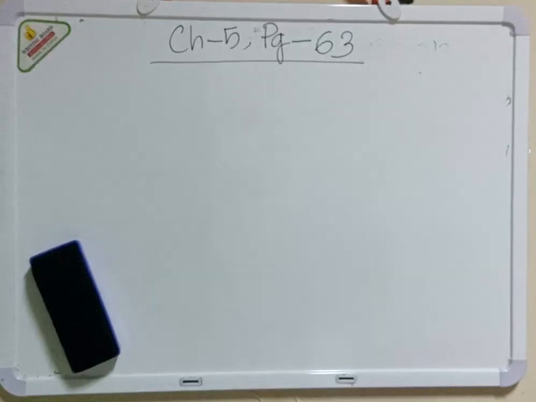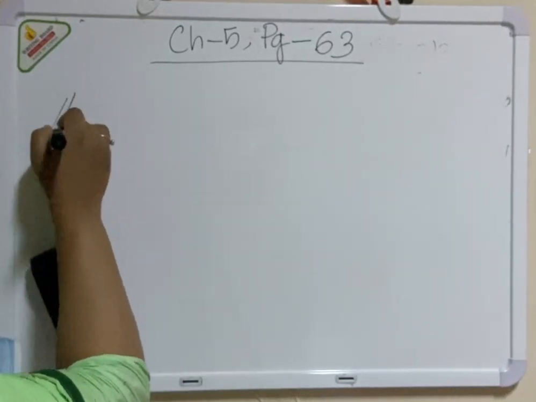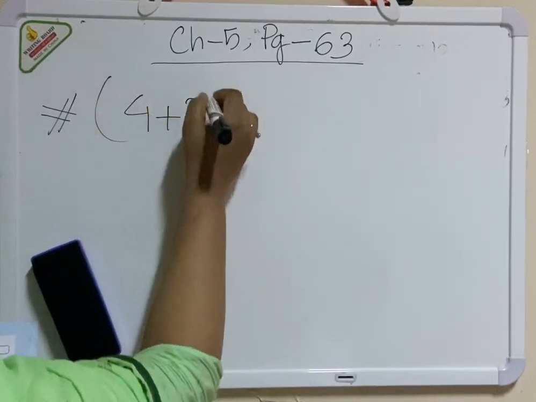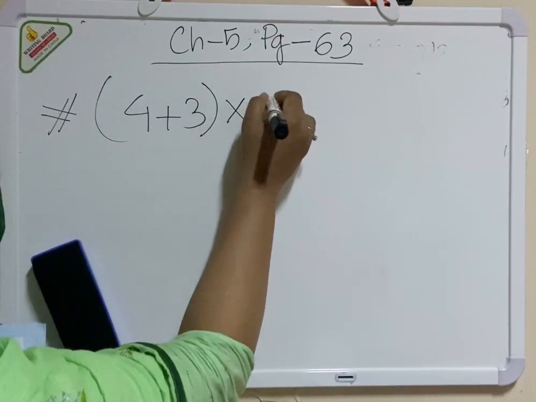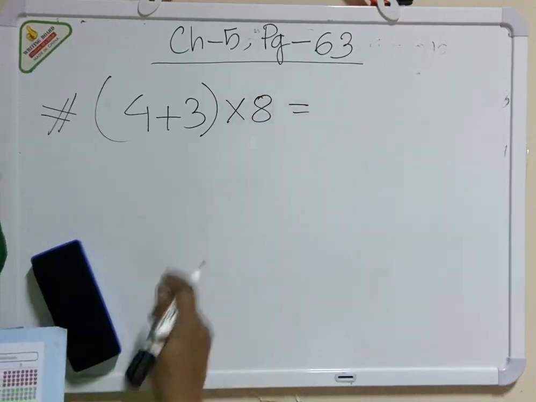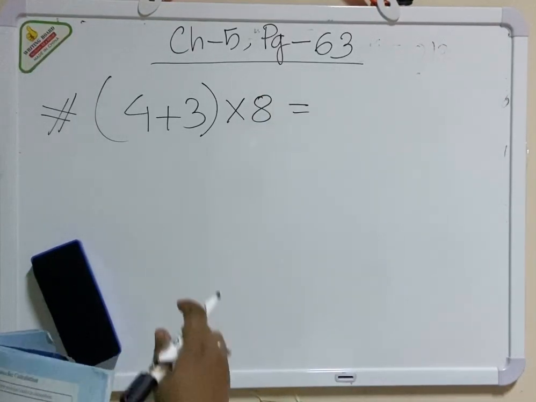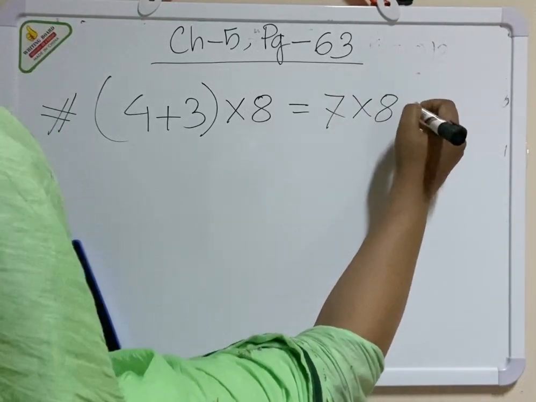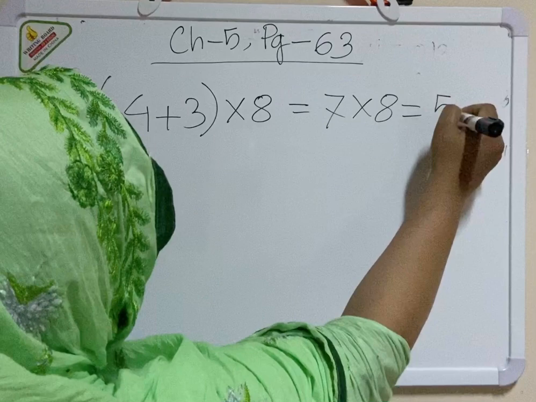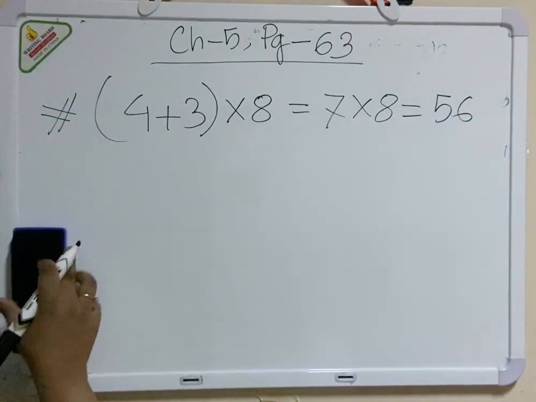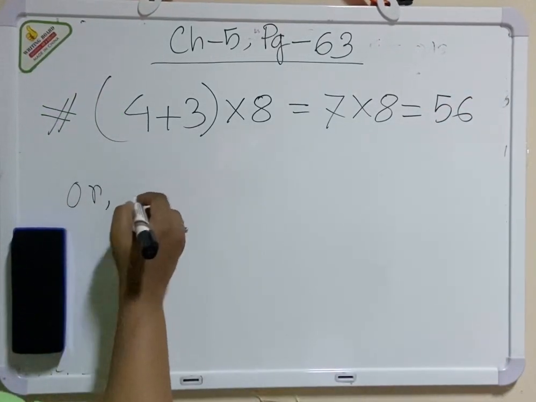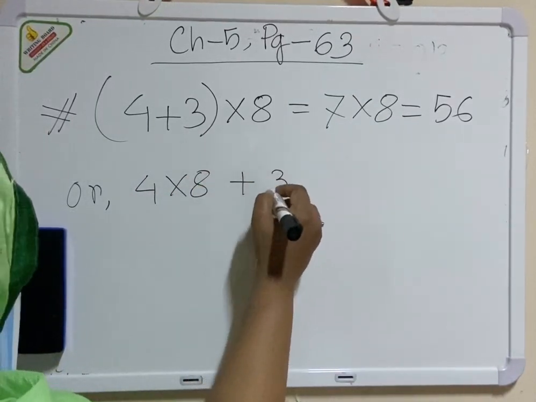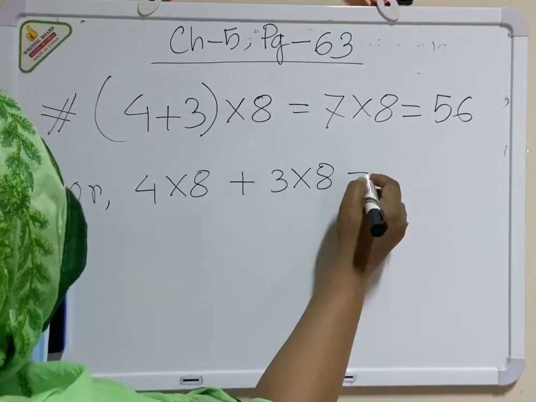Now I will show, if some mathematics is given like 4 plus 3 into 8, you have to do this addition first. 7 into 8 equals 56, or this one can be written as 4 into 8 plus 3 into 8.